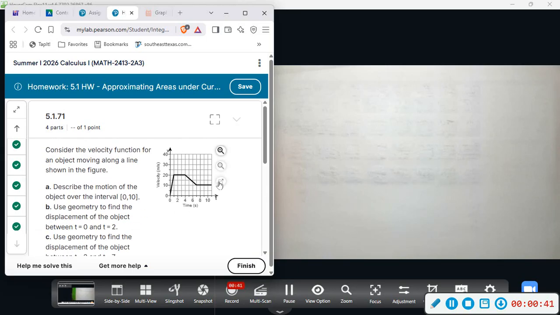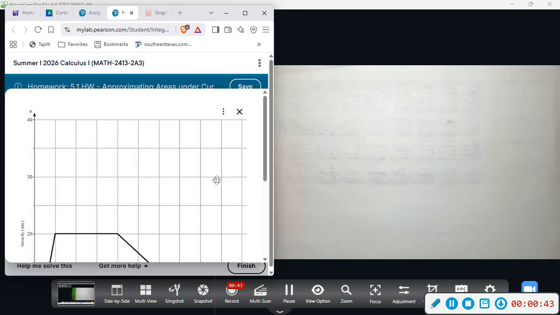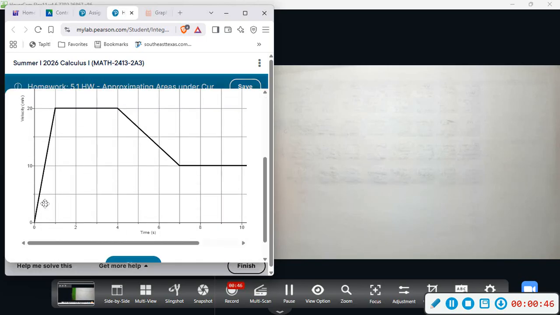Okay, so if we look at this function, we'll zoom in a little bit. Again, we can see the velocity is labeled here, meters per second, and time in seconds. So displacement, when we multiply speed times time, will give us the distance it has traveled. Looks like this object is speeding up for the first second, and then it is constant speed, and then it slows down, starts decreasing, and then it hits a constant speed and stays.